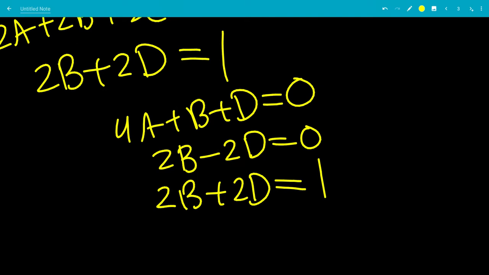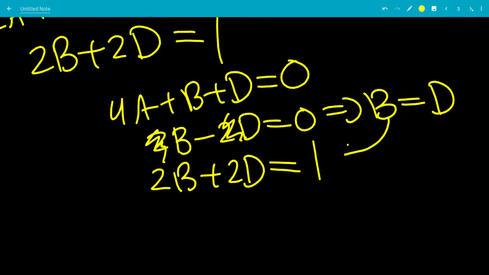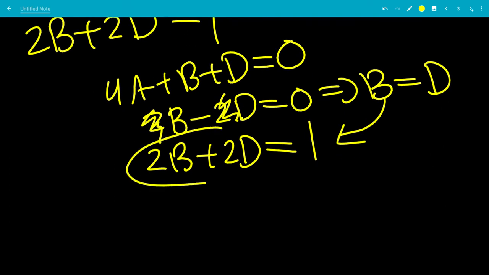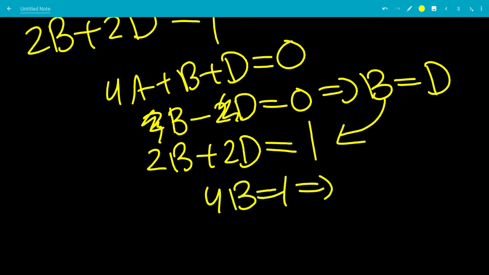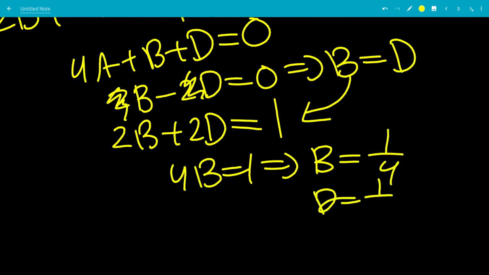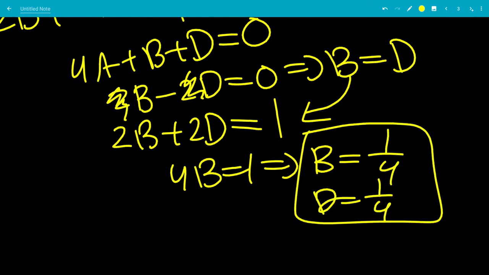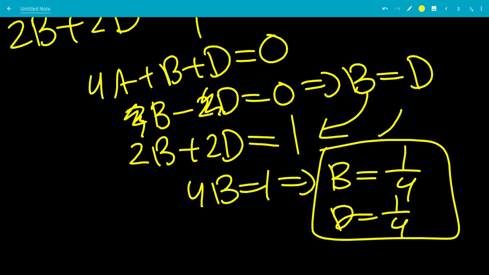Okay, so this tells us we can factor out the 2 and divide. So we just have b minus d equals 0, which tells us that b equals d. Plugging into the fourth equation, or the last equation we have, 2b plus 2d, so that would be just 4b equals 1, so b is equal to 1/4, and d equals 1/4. Okay, good. But now let's plug those both into this equation.